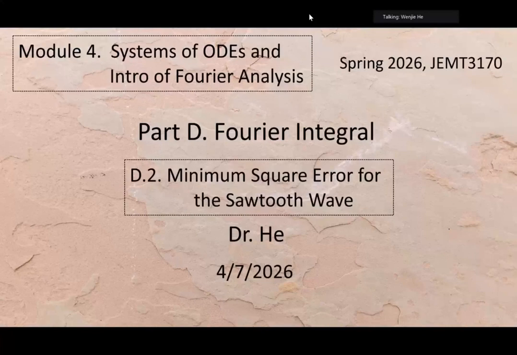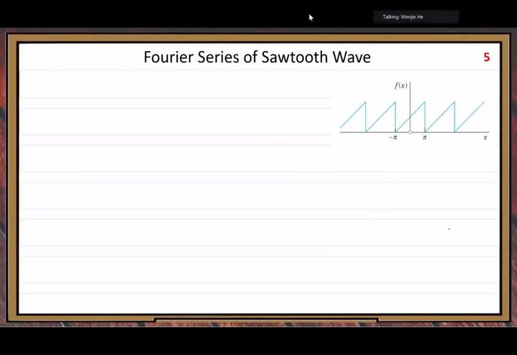All right. D.2, minimum square error for the sawtooth wave. So special shape of the wave: tooth, saw, the tooth of a saw. So let's calculate. This is the sawtooth wave. We want to use the partial sum to approximate this function, and look at its error.